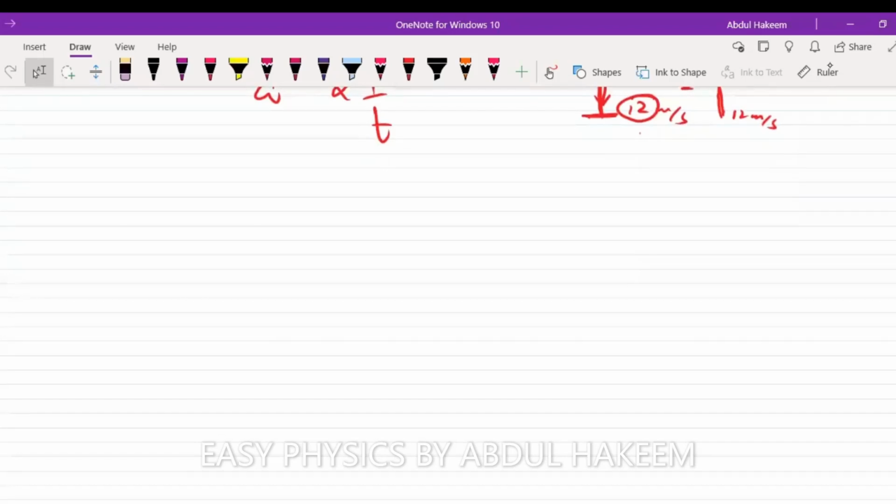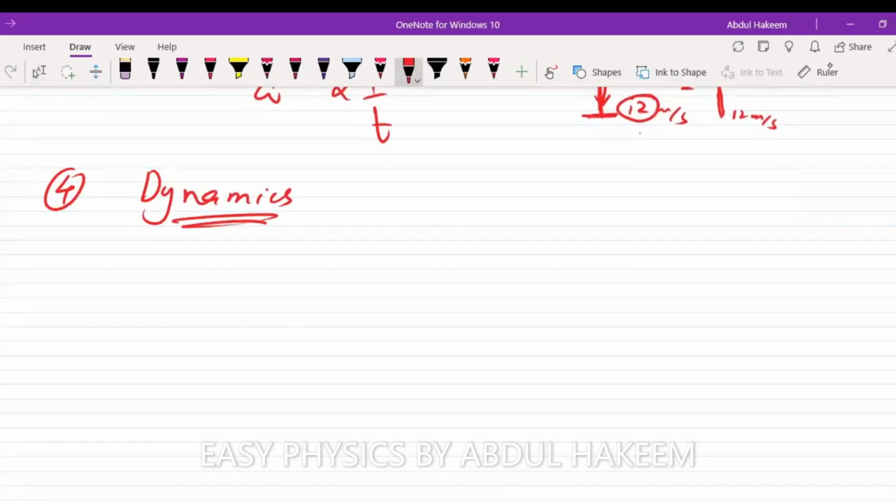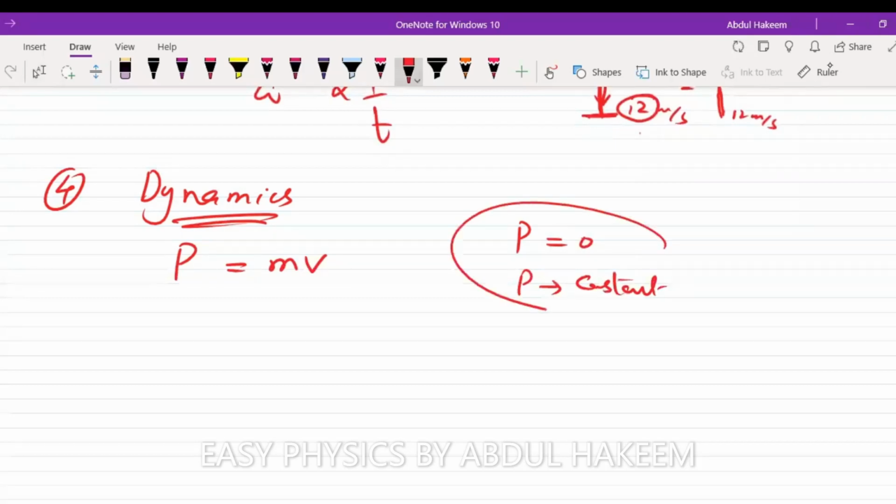Okay, now move to the next, which is dynamics, number 4. In dynamics, the most important is the momentum. Momentum is the product of mass and velocity. So when the momentum is 0, or the momentum P is constant, it means we are obeying Newton's first law.